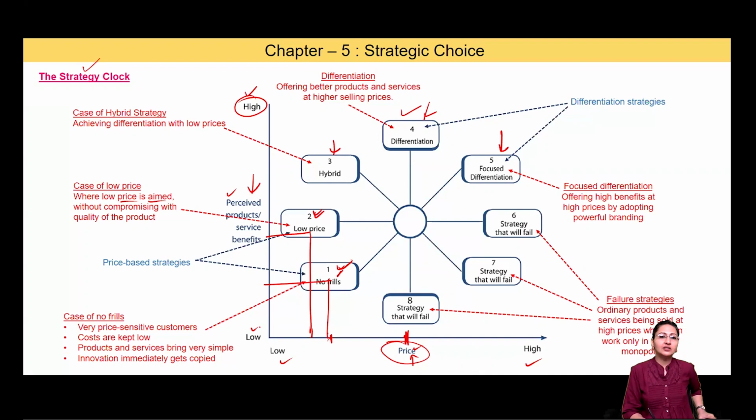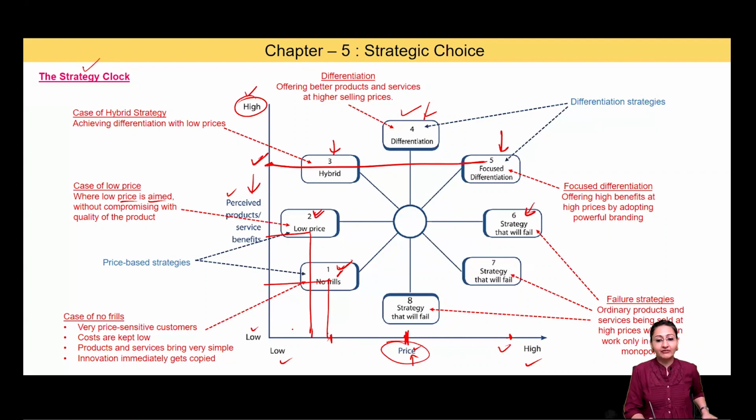Then comes focused differentiation. Here the perceived value is not too much, but still the price can be kept high. Why? Because you are a brand now. For example, branded bags, branded shoes. Even if the perceived value is not that much, people are ready to pay you a high price.